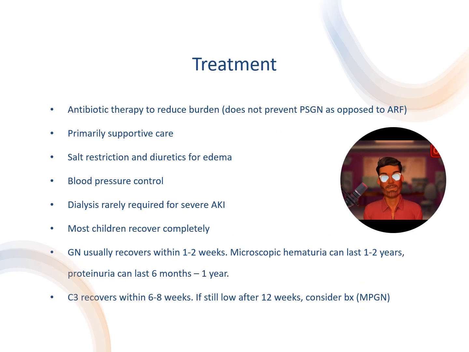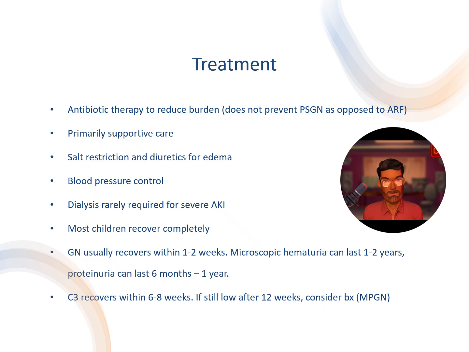What is the treatment? Antibiotic therapy is typically given to reduce the strep antigen burden. It's primarily supportive care otherwise, such as salt restriction, diuretics for edema, blood pressure control. In severe AKI, dialysis may be required, but it is fairly unusual. Most children recover completely. The GN usually recovers within about 1 to 2 weeks.